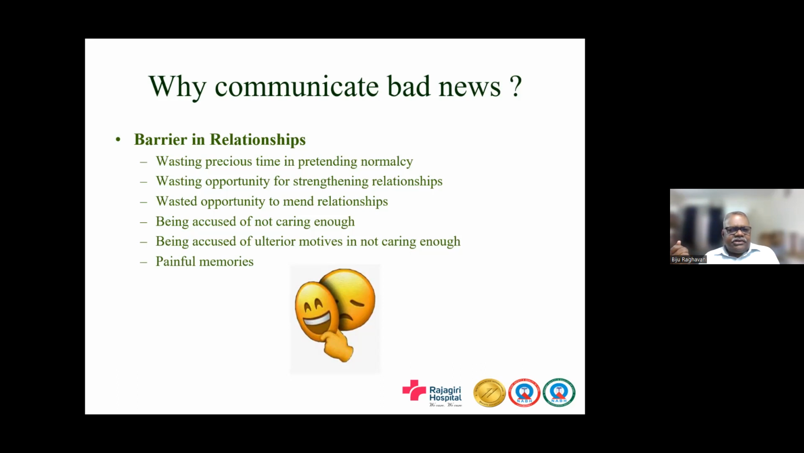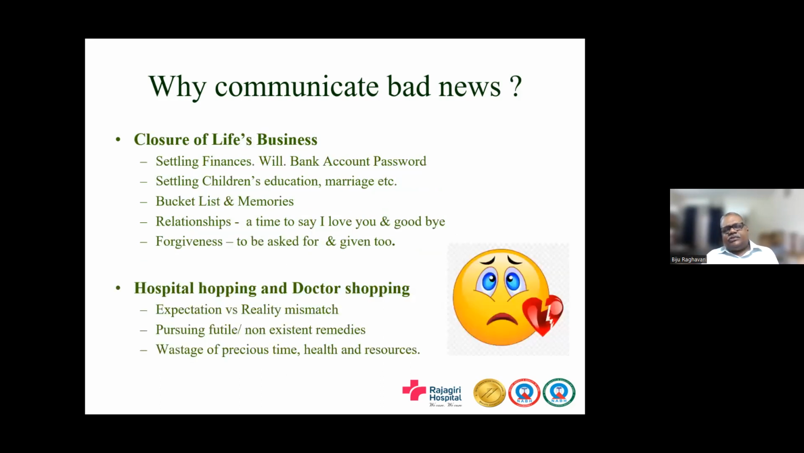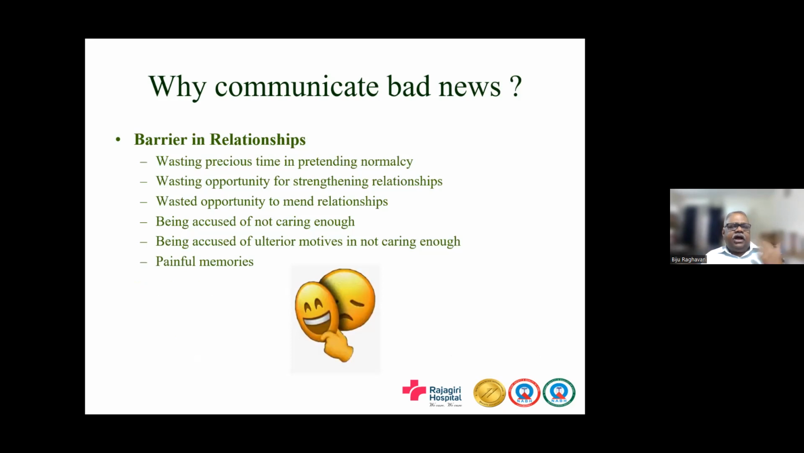The question is, what were you doing when the person was there? At that time, we had put on a mask and were playing a drama. And therefore, precious time is wasted in these kinds of things. And only if the truth was out there, then real relationships could have been formed. Therefore, these three important aspects which are connected to not telling the truth to the patient is something that we need to understand and remember.